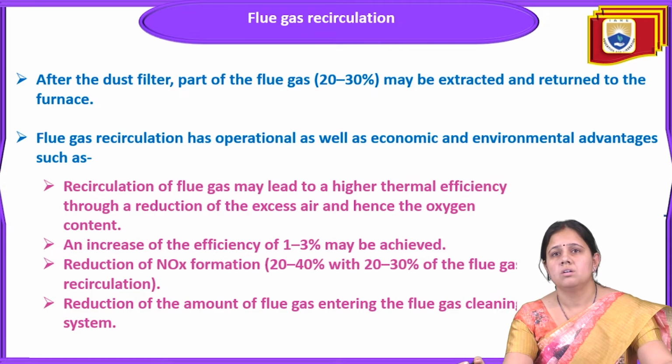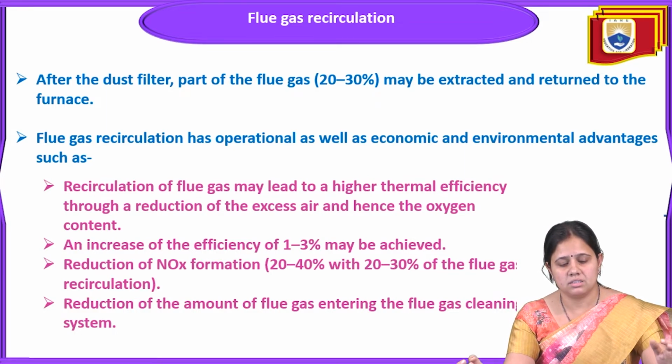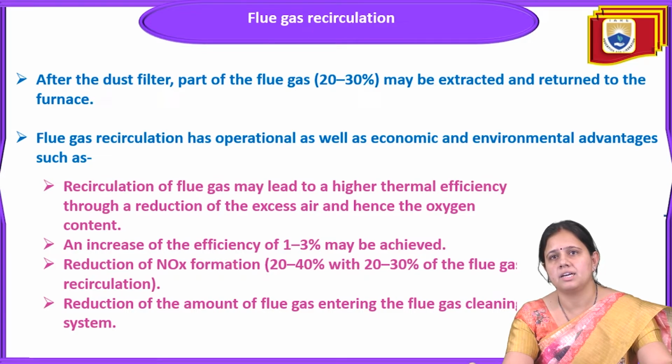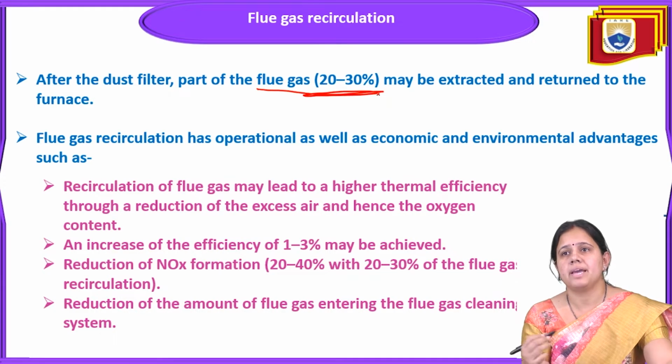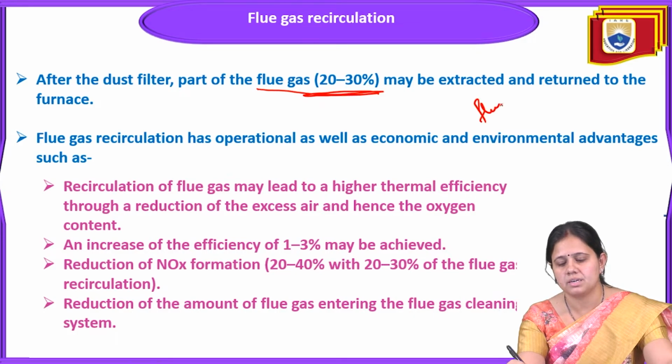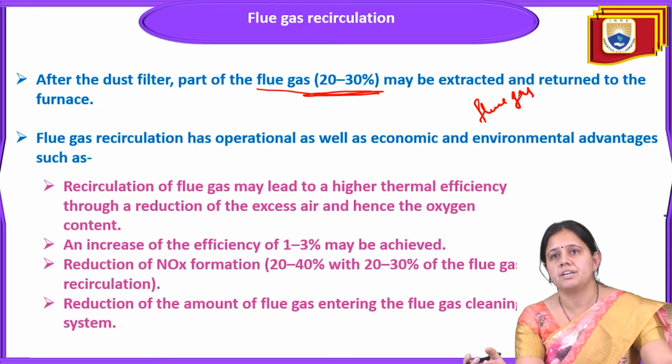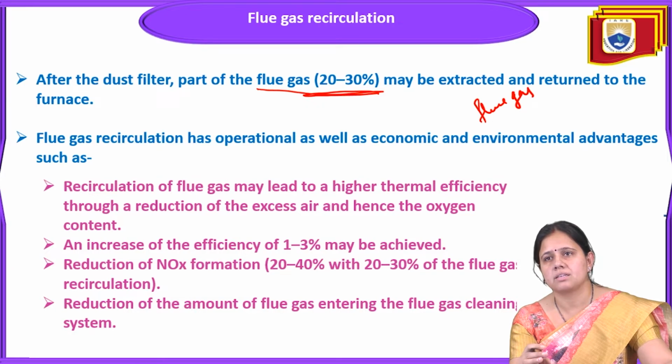Now we'll discuss flue gas recirculation. After the dust filter, the next part comes. Part of the flue gas, 20 to 30%, may be extracted and returned to the furnace. So after the dust filter, some of the flue gas may be returned back to the furnace.